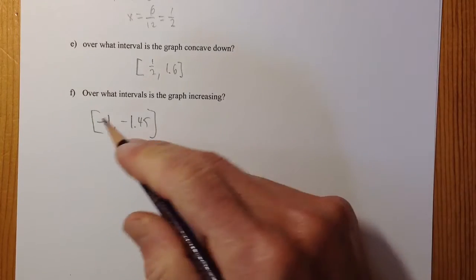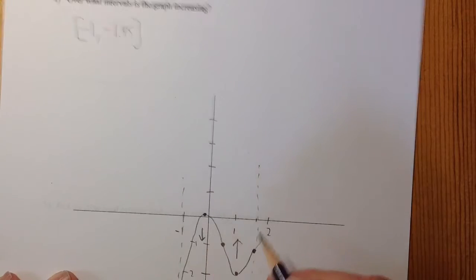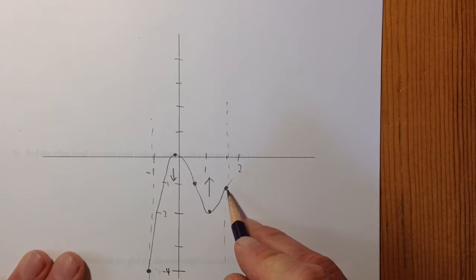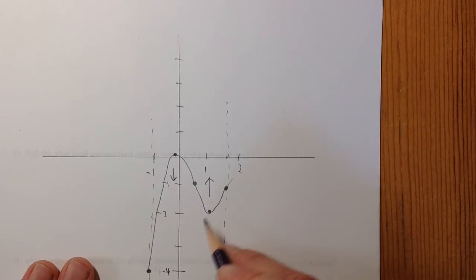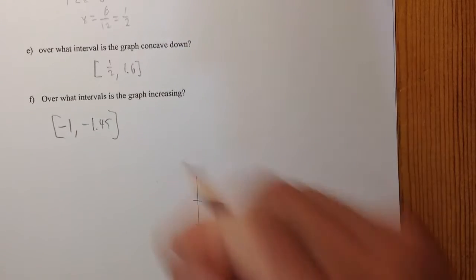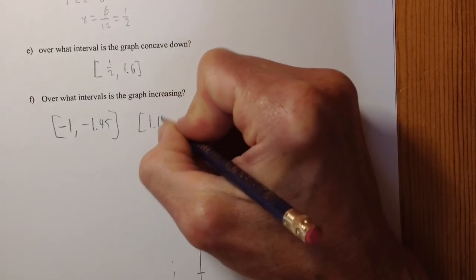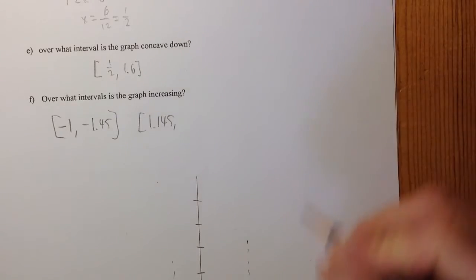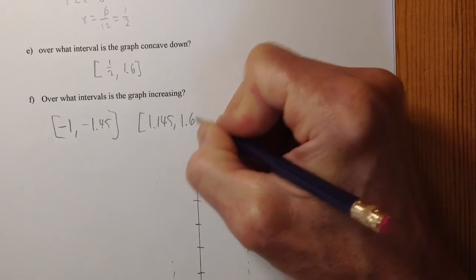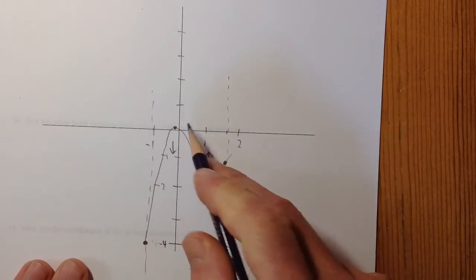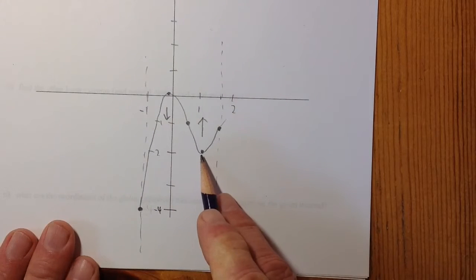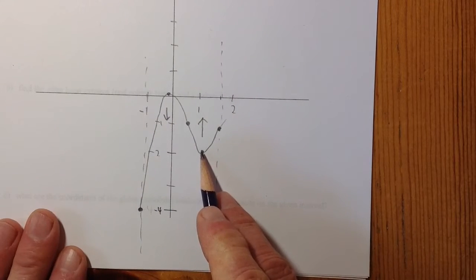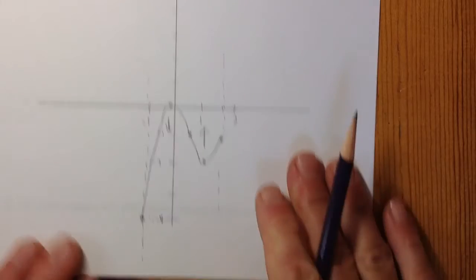That's one part of it, from -1 to -0.145, from here to here, and then from here to here, which is the other, from the minimum to the end point, which is 1.145 to that end point, which is 1.6. Those are the places where the slope is positive. If I had said where it's negative, it would have been just one place, so it would have been a little bit easier. Okay, that's the first one.